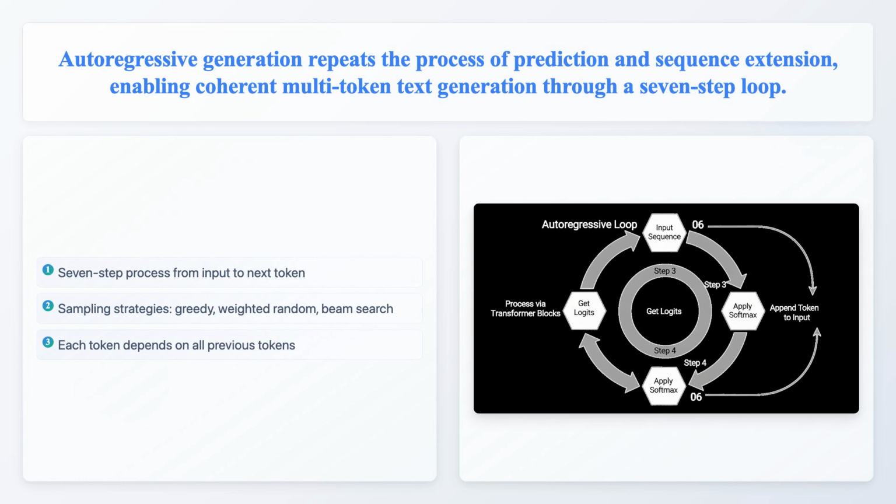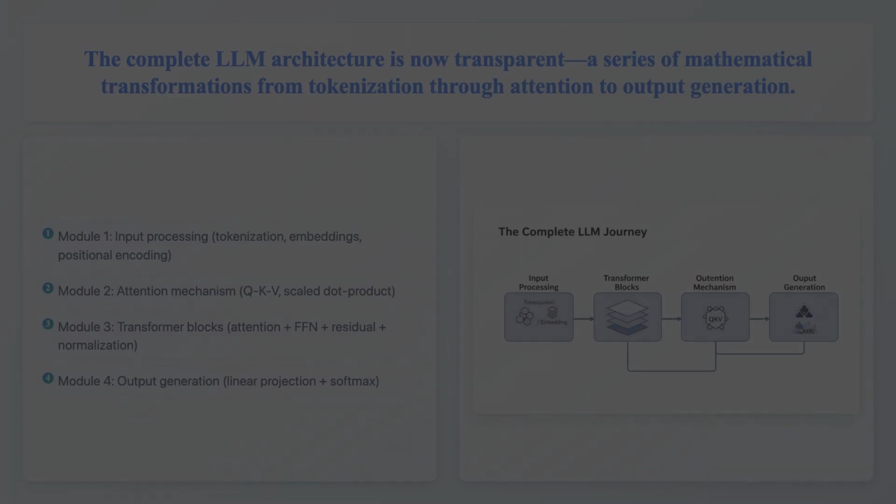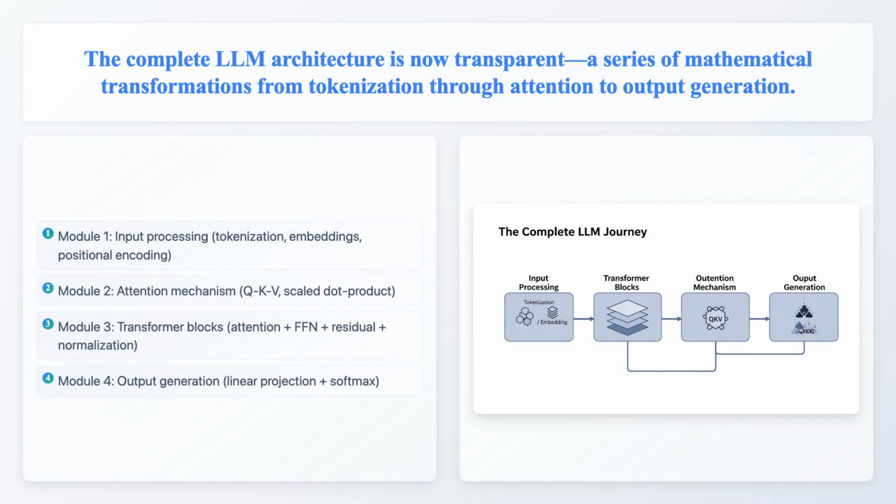For data scientists, understanding this loop is crucial because it explains computational scaling: each new token requires a full forward pass, memory is required for storing the growing sequence, and it shows why techniques like beam search or nucleus sampling can improve generation quality. This autoregressive process is what transforms a single prompt into the coherent, contextually appropriate responses that make modern AI assistants possible. We've successfully deconstructed the LLM from a mysterious black box into a series of understandable mathematical transformations.